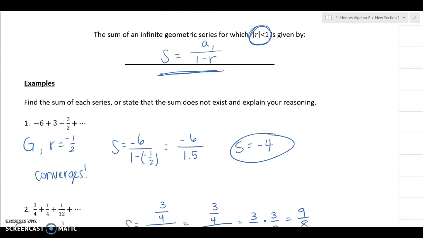If we go through these examples, you'll find that number 1 is geometric by dividing out to find our ratio of -1/2. That means this converges, so I can find an infinite sum. I'm going to plug into the equation, take my a1 of -6 over 1 minus my r, so that turns to a positive, so it's -6 over 1.5. That means this series is going to converge to -4, meaning that the larger the n number, the answer is just going to keep approaching -4.